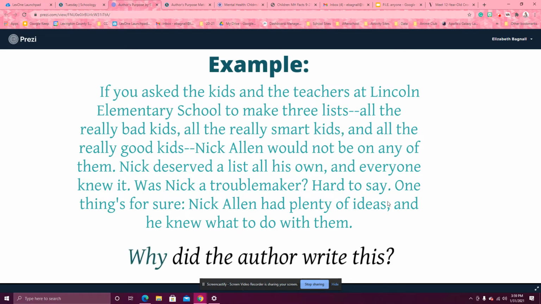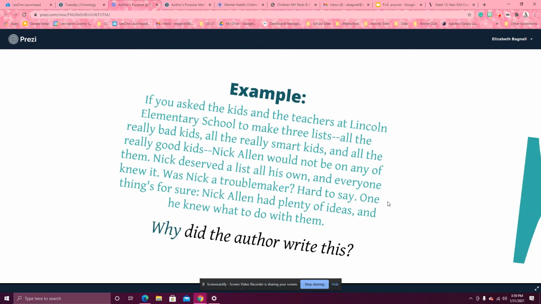So, the author wrote this because they're trying to entertain you. They're trying to make you understand this kind of mystery. They're not trying to persuade you to like Nick Allen or dislike Nick Allen. They're not trying to give you information about Nick Allen like he's a real person. They've created this fictional character and they're trying to tell you a story, maybe to make you curious, maybe to make you sad, maybe to make you laugh. You don't know until you read it. But its design overall is to entertain.